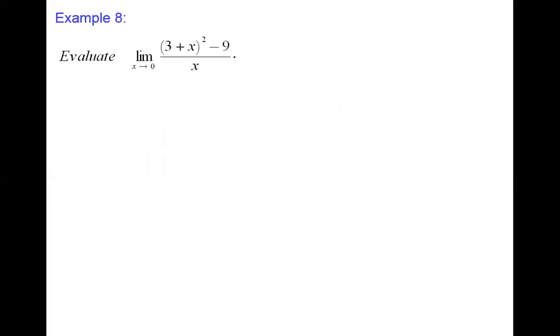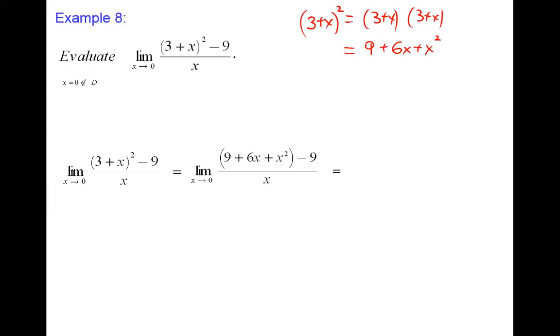Okay, another limit is the limit at 0 of the function (3 plus x) squared minus 9 over x. If we put 0, it's 0 over 0. This one is relatively easy. We just have to expand (3 plus x) squared. If you don't remember right away, you can simply FOIL. This will be 9 plus 6x plus x squared, minus 9.